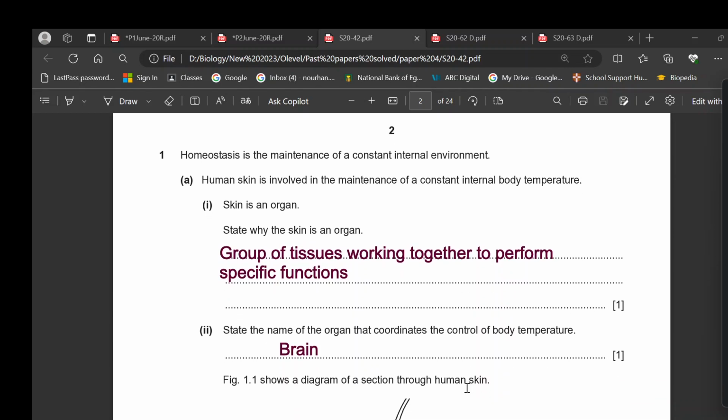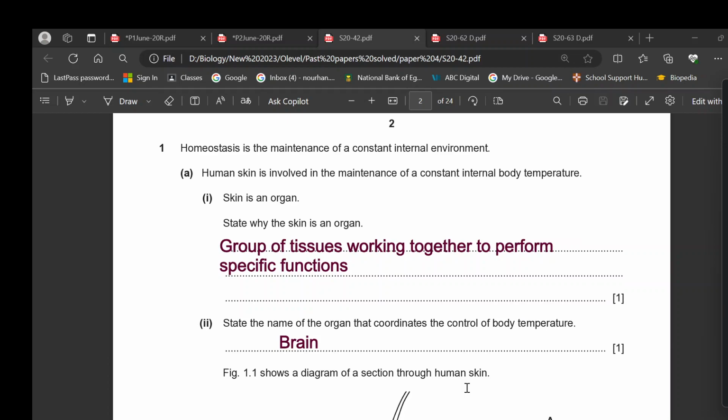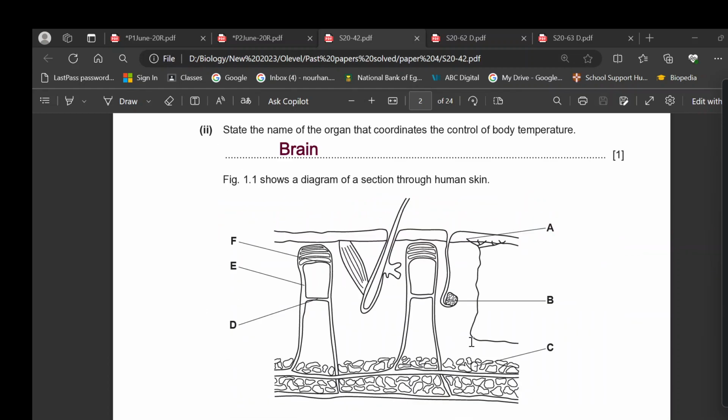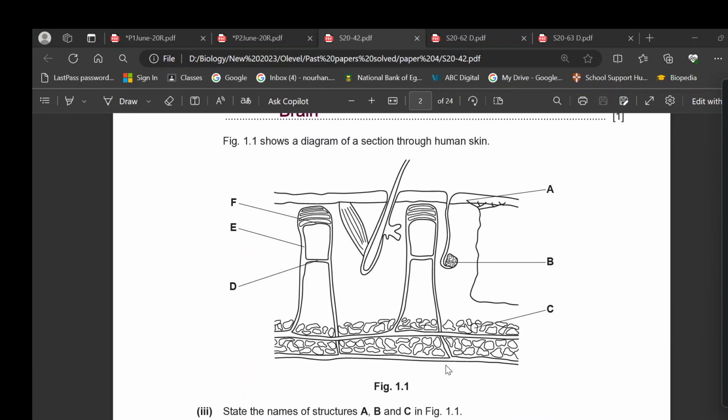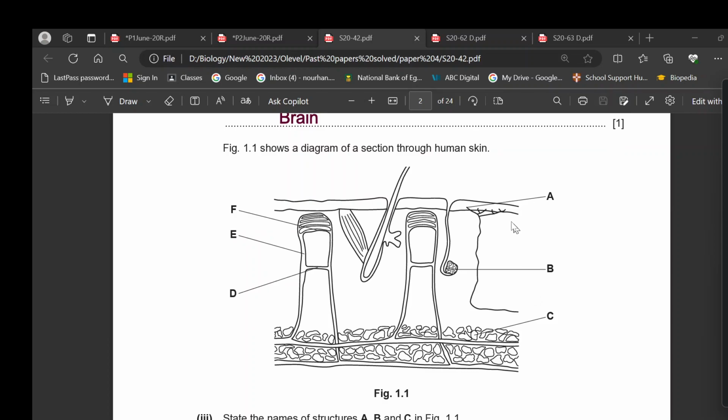Okay. Figure 1.1 shows a diagram of a section through the human skin. State the names of the structures A, B, and C.